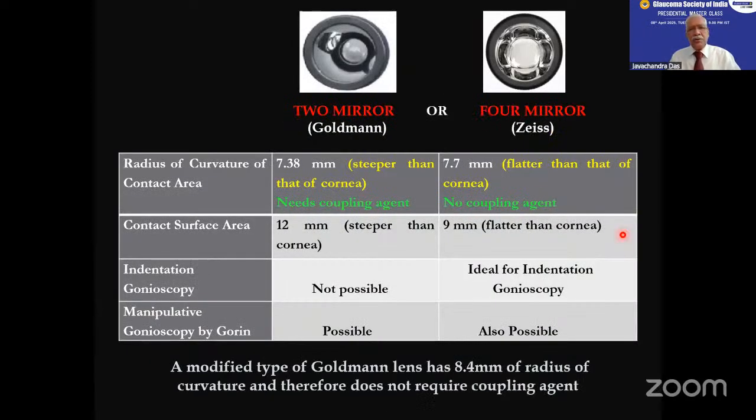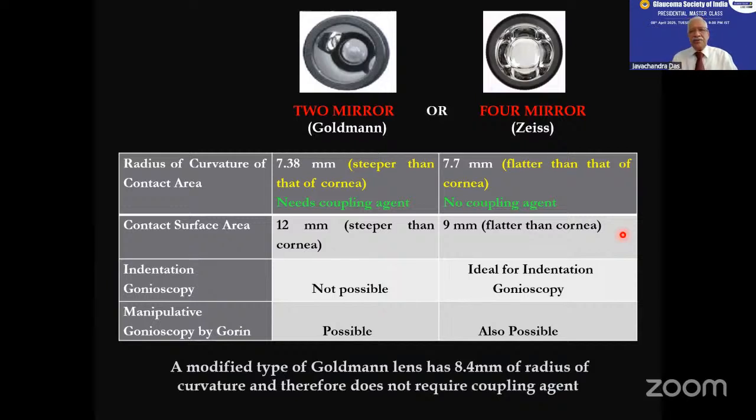To state the protocols, you have to select a 2-mirror gonioscope, the Goldmann, or a 4-mirror gonioscope, what is called the GSI gonioscope. The 4-mirror gonioscopes have a smaller contact area and don't need any coupling agent. You just anesthetize the cornea, put it over the cornea and start examining on the slit lamp. On the other hand, the 2-mirror gonioscopes, like the Goldmann gonioscope, have a larger base area and need a coupling agent for viewing the angle of the anterior chamber.